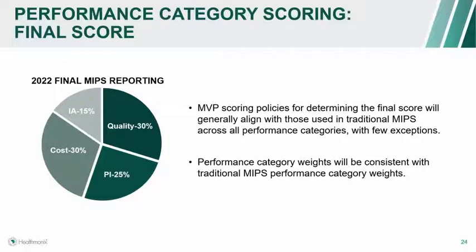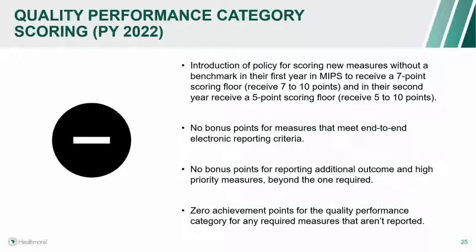The performance category scoring, this is an example of the 2022 MIPS performance categories and their weights. And MVP scoring policies for determining the final score will generally align with those used in traditional MIPS across all performance categories with few exceptions. And there are some upcoming changes. When preparing for this transition, it's important to be aware of the upcoming changes.